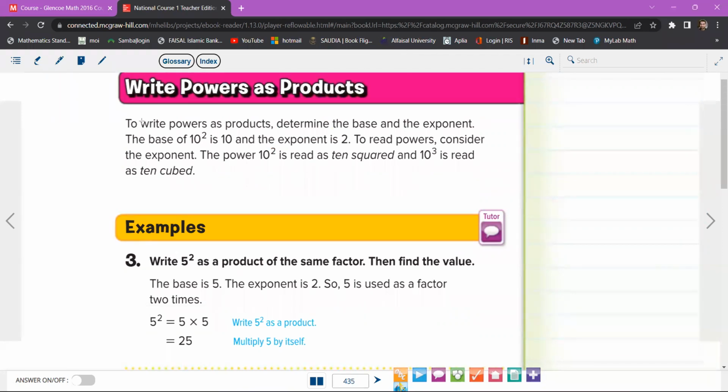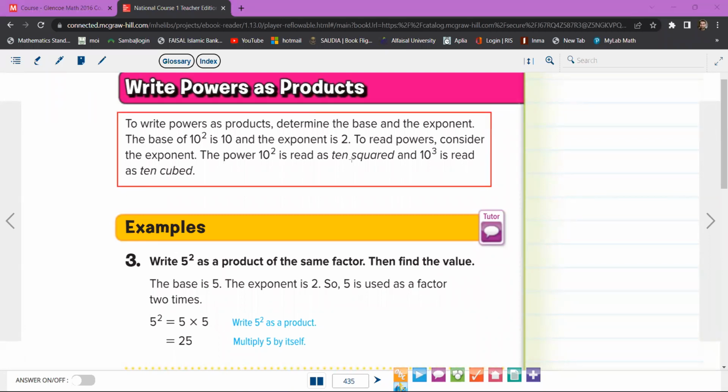Write powers as products. To write powers as products, determine the base and the exponent. So if it's 10 to the power of 2, the base is 10 and the exponent is 2. To read powers, consider the exponent. The power 10 to the power of 2 is read as 10 squared, and 10 to the power of 3 is read as 10 cubed.